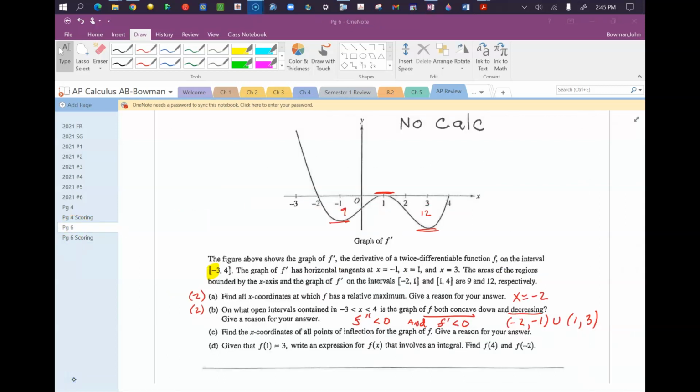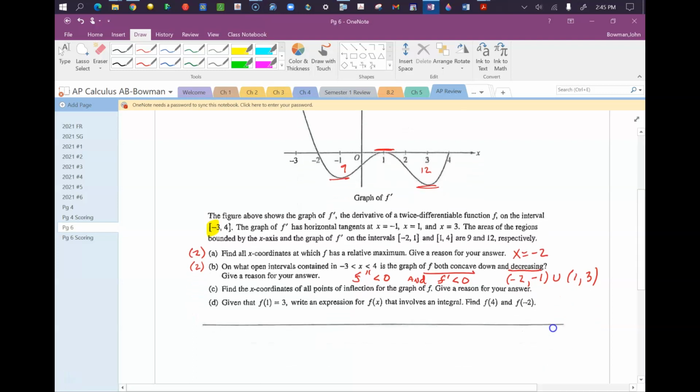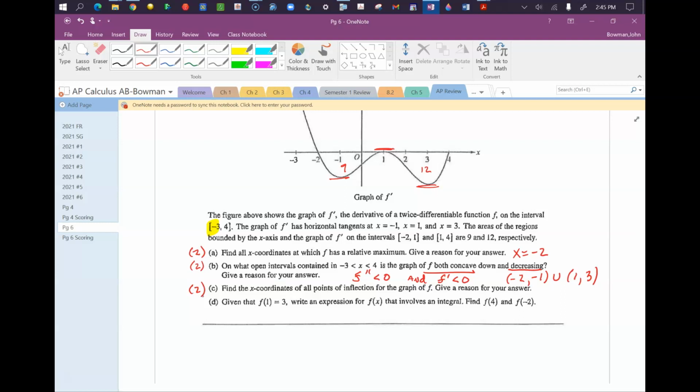So the first two parts are worth 2 points apiece. The third part is also worth 2 points. It says, find the x-coordinates of all points of inflection for the graph of f. Give a reason for your answer. Inflection points are where the second derivative of a function changes sign. So for the graph of f, we need f double prime to change sign.